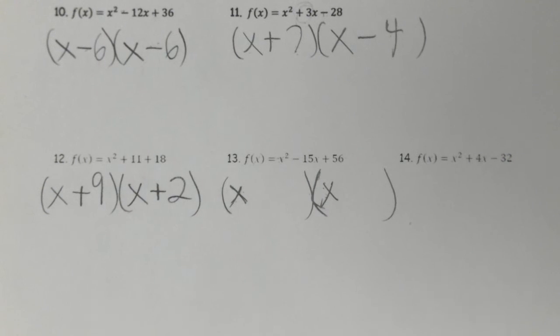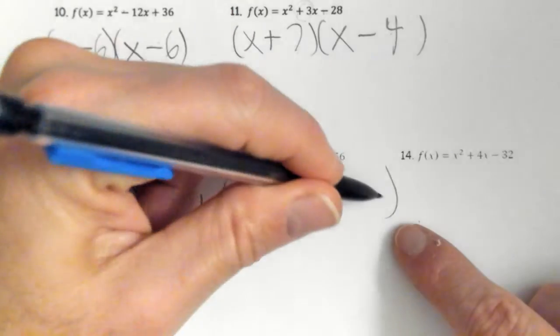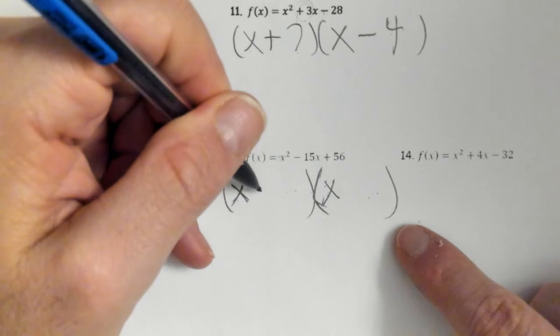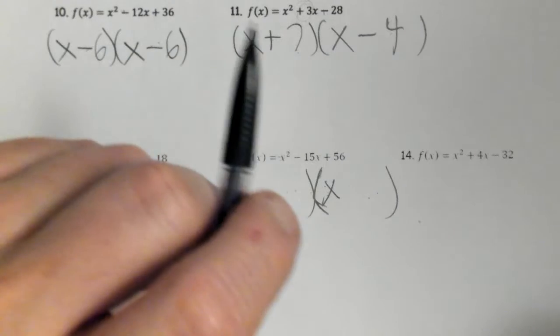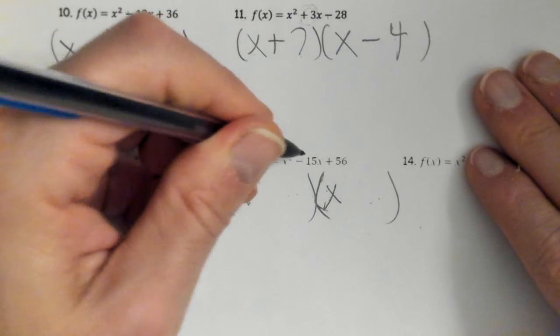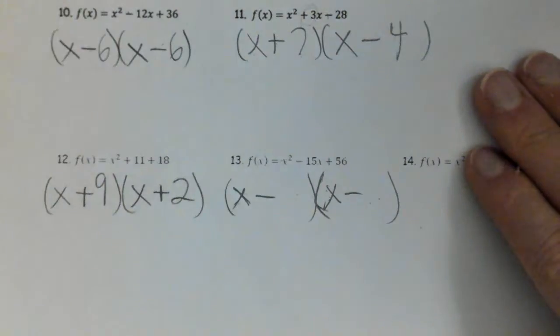I'm looking at the last number as 56, so I need my last two numbers to multiply together to give me a positive 56. That can either be a negative times a negative or a positive times a positive. And how do I tell which one? Of course, I need to look at my middle number, which happens to be negative here, the middle term. So I know it's got to be minus and minus.